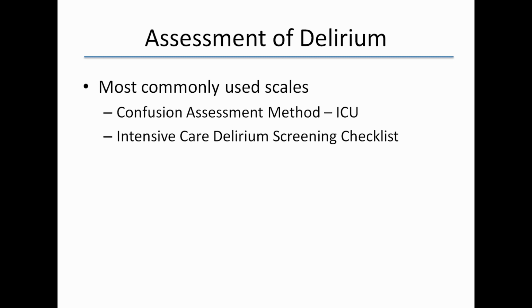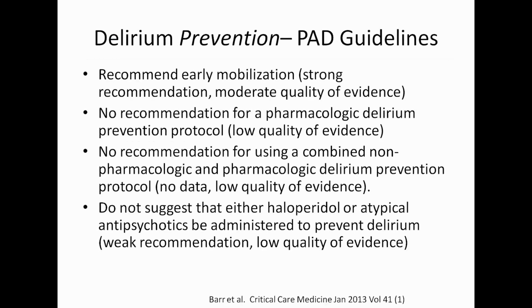Similar to pain and agitation management, the first step in appropriately addressing delirium and meeting the D component of the ABCDEF bundle is to make sure in your unit that you are regularly assessing for the presence of delirium. The most commonly used scales that are recommended to do this are the CAM-ICU, the Confusion Assessment Method ICU, or the Intensive Care Delirium Screening Checklist, the ICDSC. Once you're regularly assessing delirium, what can you do to prevent delirium from developing as part of this bundle?